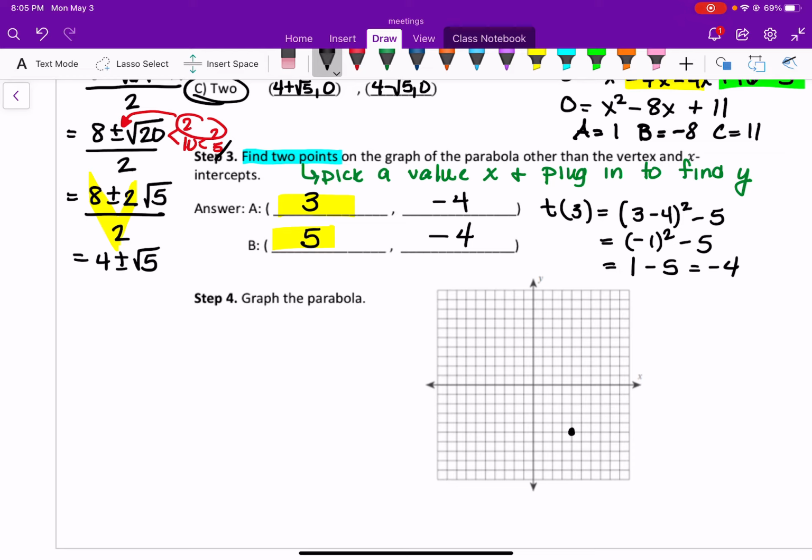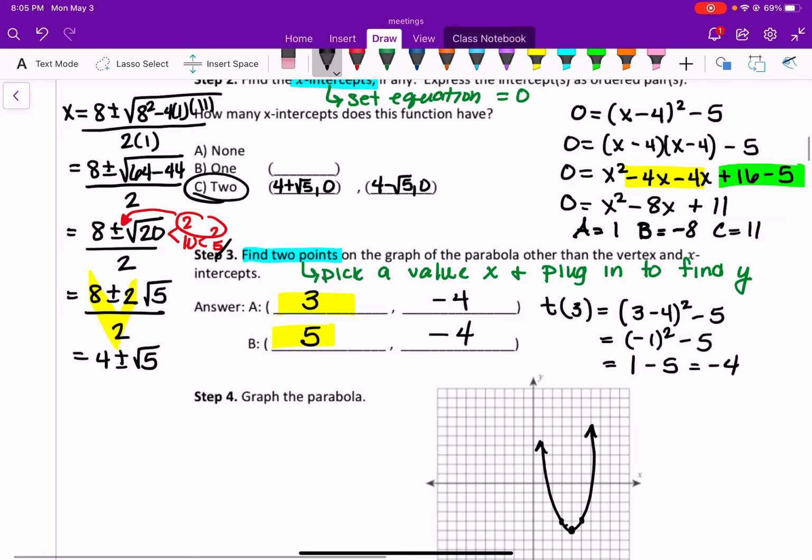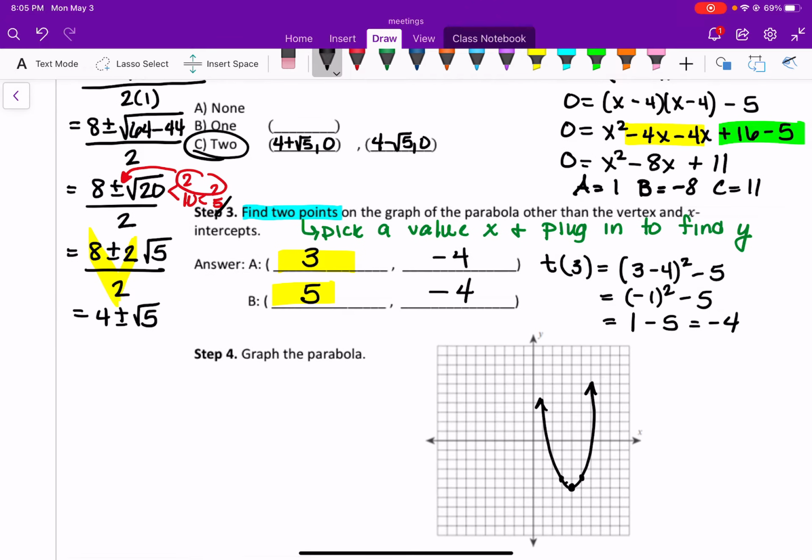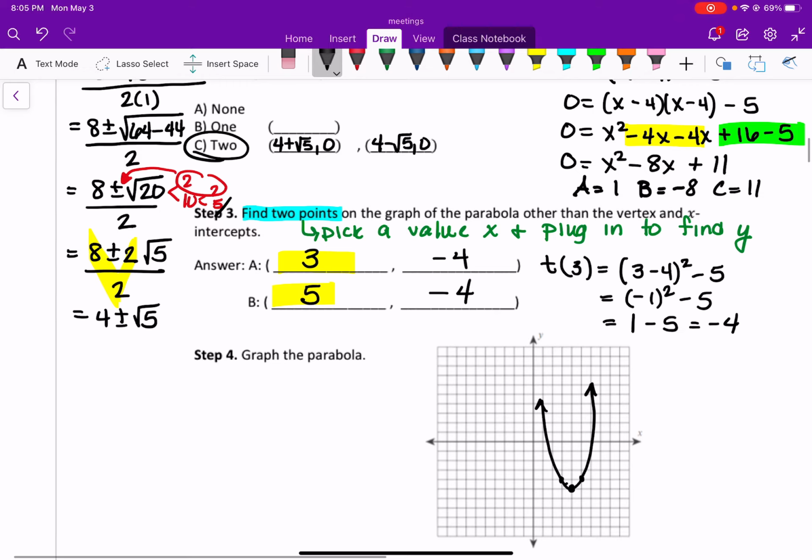We're going to graph 3, negative 4, so to the right 3 and down 4. And we're going to graph 5, negative 4, to the right 5 and down 4. And then we're just going to draw our parabola. The reason we didn't graph our vertex or our x-intercepts is because they were really funky numbers, so we used the extra 2 points to be able to do that. And that is our problem there.